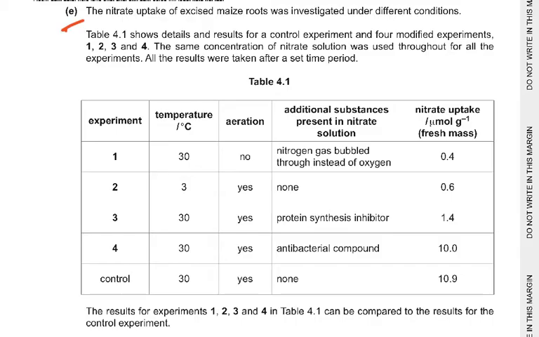In experiment number 2, the temperature was 3, aeration was yes, additional substance present in nitrate solution, none, and it was 0.6. In 3, it was 30, yes, protein synthesis inhibitor, 1.4. In 4, 30, yes, antibacterial compound, 10. Control was 30 temperature, aeration was present, no additional substance in the nitrate solution, and it was 10.9. The results for experiments 1, 2, 3 and 4 in table 4.1 can be compared to the results for the control experiment. So we have to compare this with the control.